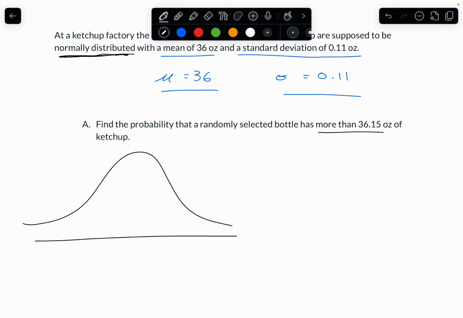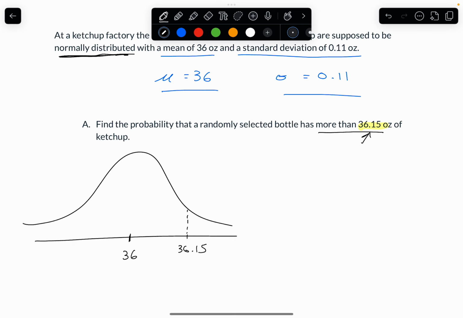And I know the mean is 36. That number lives right in the middle right there. And I want to know what's the probability that it has more than 36.15. So that's my observation. First of all, 36.15, this number right here, that's going to live somewhere to the right. It's greater than my mean. So let's just say here's 36.15. It lives somewhere to the right of the mean. I don't necessarily care about how far it is. We're just going to put it somewhere to the right.